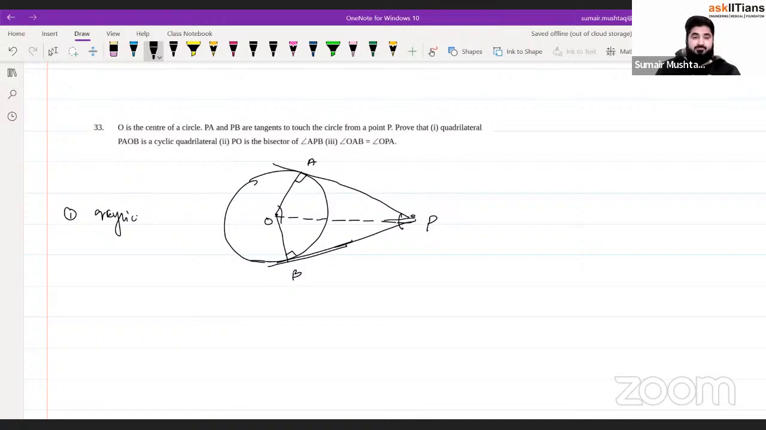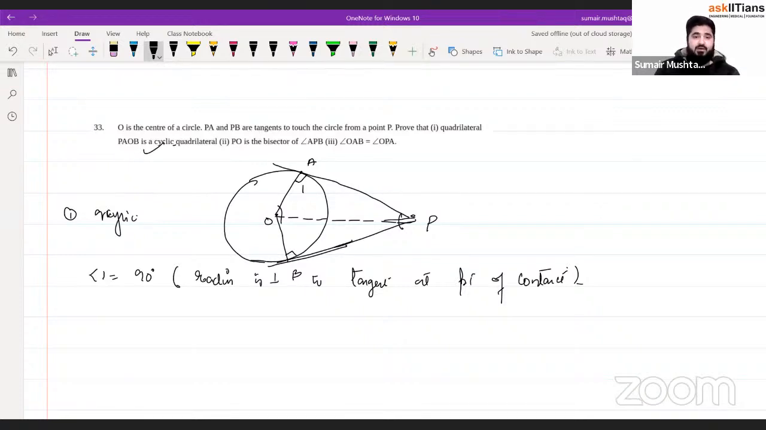But how will you show this? You don't just have to say that angle 1 is 90. You will write here angle 1 is equal to 90 degrees. Why? Because the radius is perpendicular to the tangent at the point of contact. You need to mention it here. Fine. Simple. After this, this part is proved.